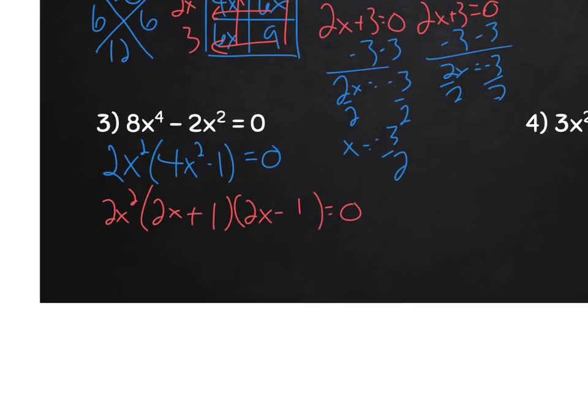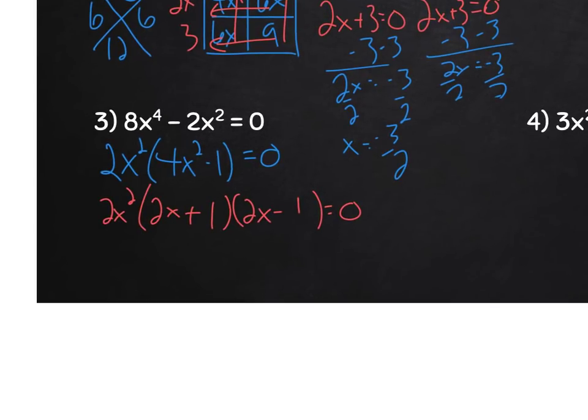Now, just like we did before, you set each of your factors equal to 0, and a lot of students will do this. 2x plus 1 equals 0, 2x minus 1 equals 0, and that's totally okay. But the issue is they forgot our GCF is still a factor. So 2x squared equals 0.